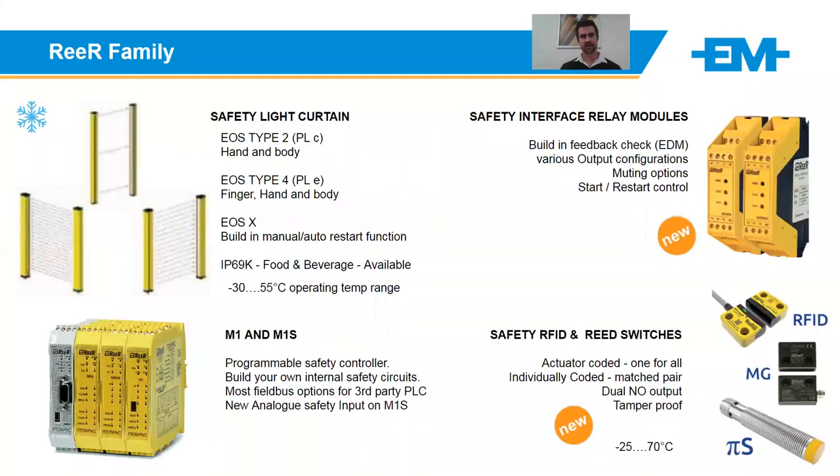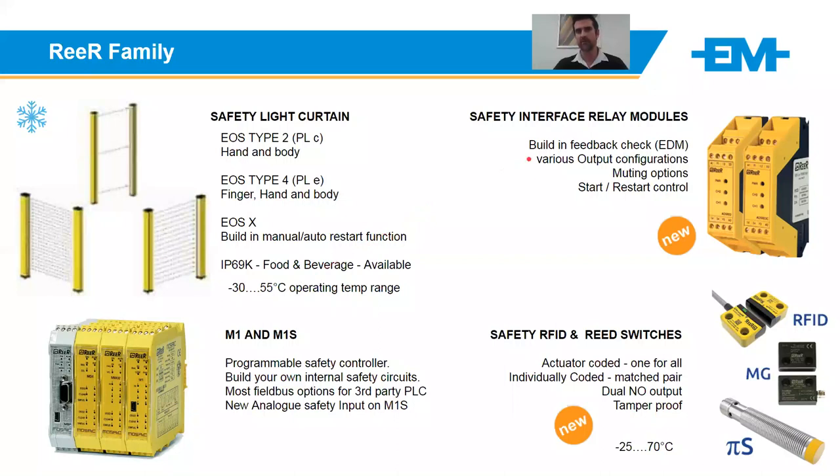So this is the offering from Rea, in a nutshell, really. We've got the safety light curtains, type 2 and type 4, suitable for food and beverage with certain accessories, and for refrigeration applications, as we can go down to minus 30 degrees operating temperature on these light curtains. We've got the M1 and the M1S programmable safety controllers. You saw that in the video earlier, explaining their functionality.